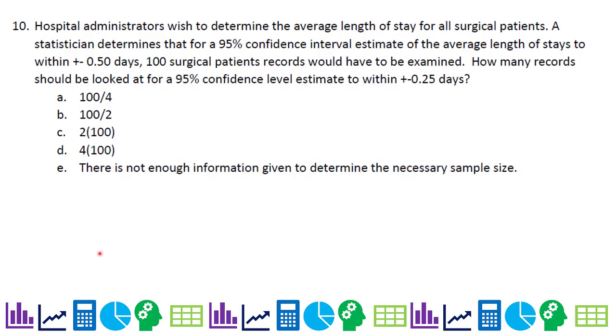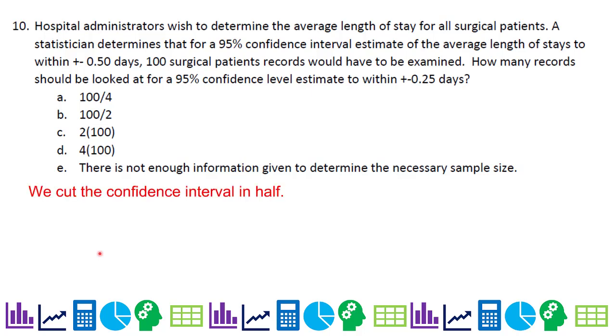Number 10. Hospital administrators wish to determine the average length of stay for all surgical patients. A statistician determines that for a 95% confidence interval estimate of the average length of stays to within plus or minus 0.5 days, 100 surgical patient records would have to be examined. How many records should be looked at for a 95% confidence level estimate to within plus or minus 0.25 days?